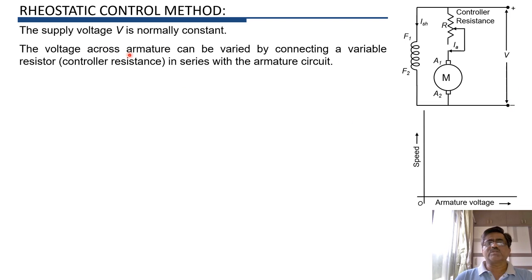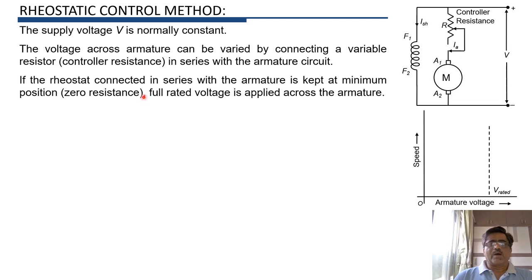Now the voltage across armature can be changed by changing the value of controller resistance. So if this resistance is changed, we can change the voltage which is applied across the armature. Now suppose the controller resistance is at minimum position. That means the value of controller resistance is equal to 0. Now here the resistance of armature circuit is R plus Ra.